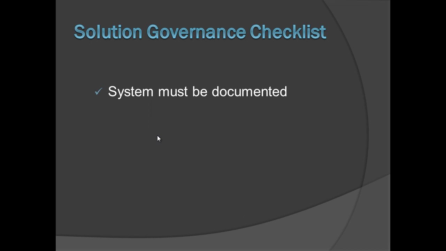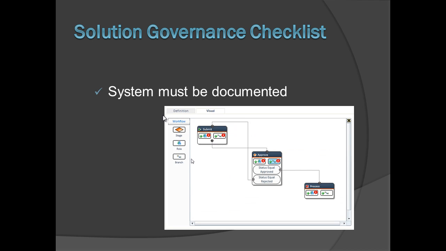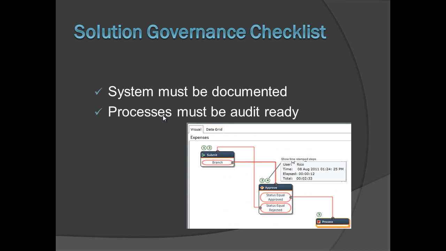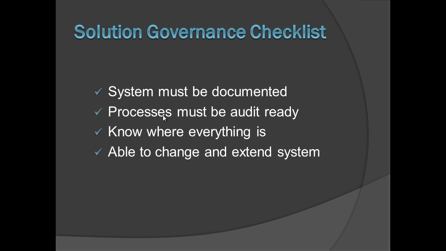Now, once you deliver the solution, we also include good practice, meaning the system must be documented with an ER diagram. It must be documented with a process flow, and all your processes must be auditable, okay? And also it gives you a map of your system showing where everything is. So the final delivery is a system that works and also enables you to change and extend it.